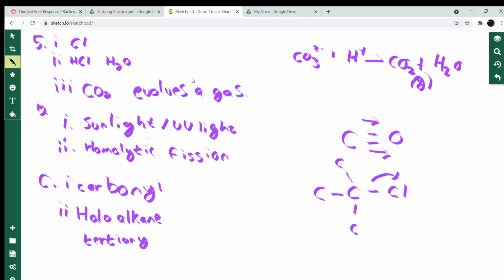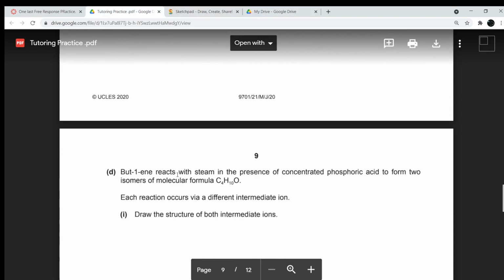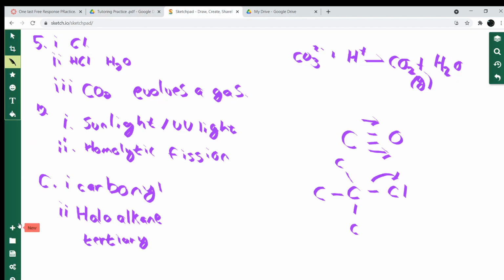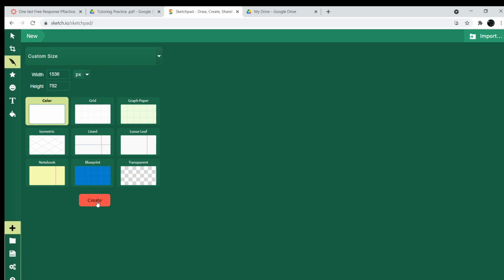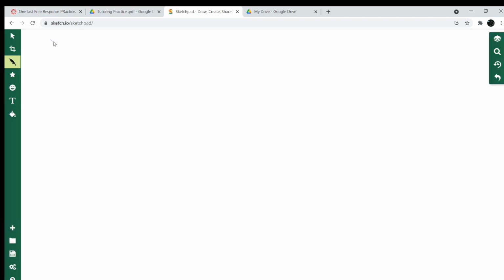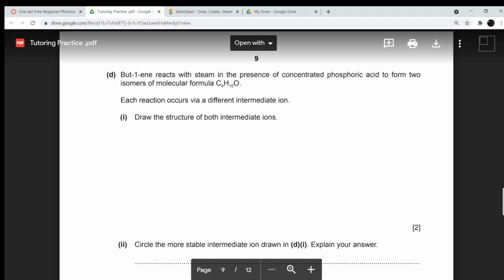And so these are the first 3 questions here. Okay. And we'll go ahead and look at D now. D here is asking us to take a look at but-1-ene.